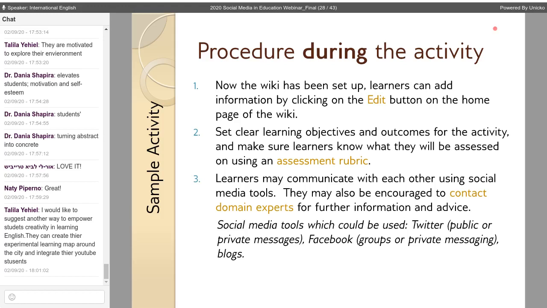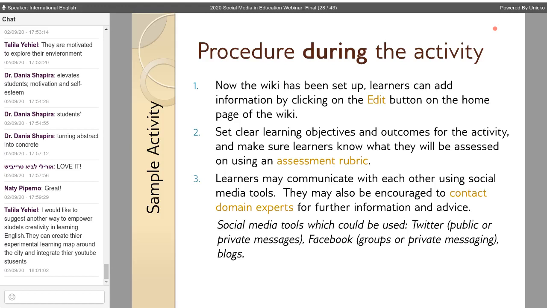And the second step is an important one. We as teachers should set clear learning objectives and outcomes for the activity. The activity must have clear learning objectives and clear outcomes. And we need to share the assessment rubrics with the students. Students need to know what they will be assessed on.